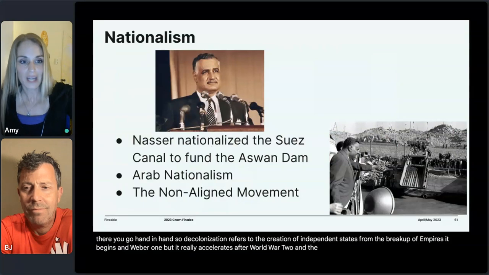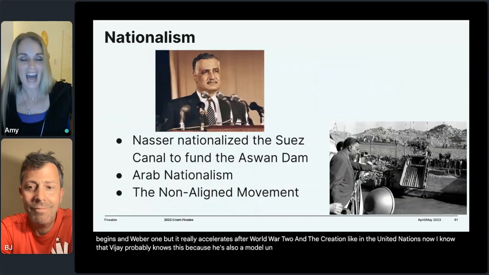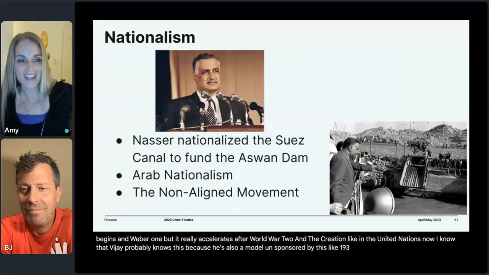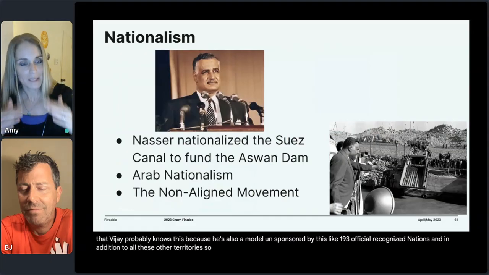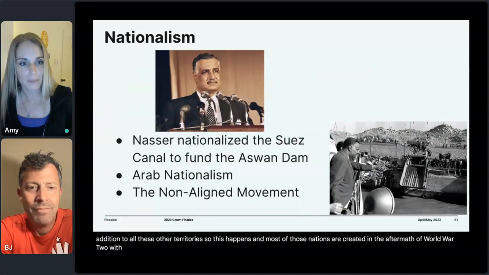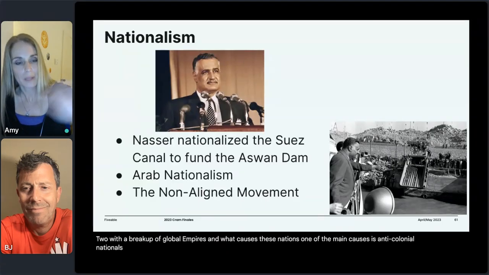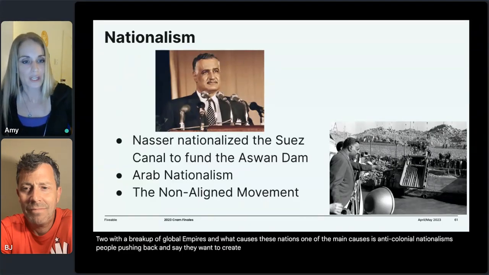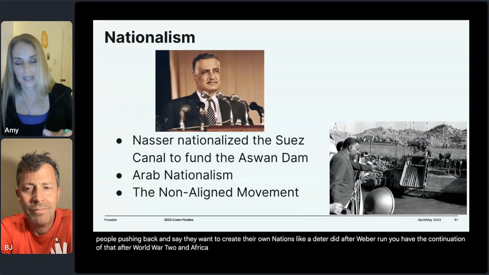And the creation, like in the United Nations now, I know that BJ probably knows this because he's also a model UN sponsor, but there's like 193 officially recognized nations, and in addition to all these other territories. Most of those nations are created in the aftermath of World War II with the breakup of global empires. And one of the main causes of these nations is anti-colonial nationalisms. People pushing back and saying they want to create their own nations, like Ataturk did after World War I. You have the continuation of that after World War II in Africa and in Asia.